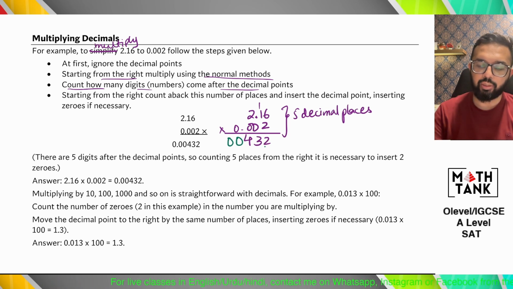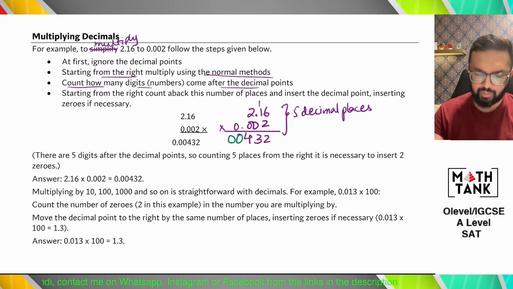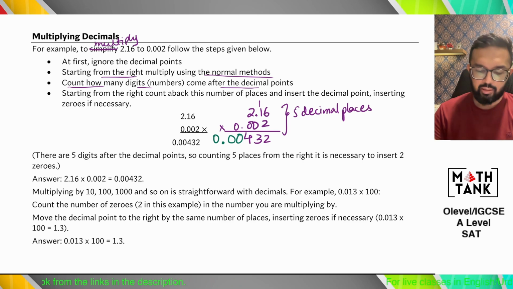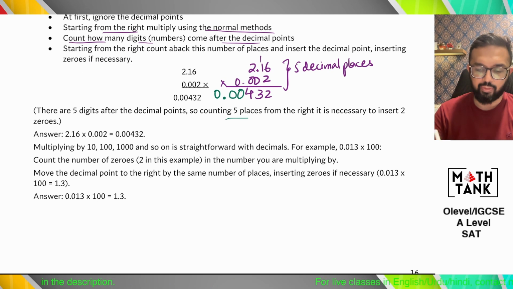So 1, 2, 3. I have 3 decimal places. So what I'm doing is I'm putting out 2 more decimal places. I'm going to say that the decimal place will appear here, 0.00432. There are 5 digits after the decimal, so counting 5 places from the right is necessary to insert 2 zeros. That's what you've done.